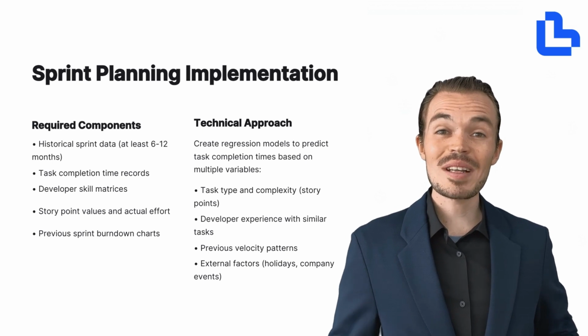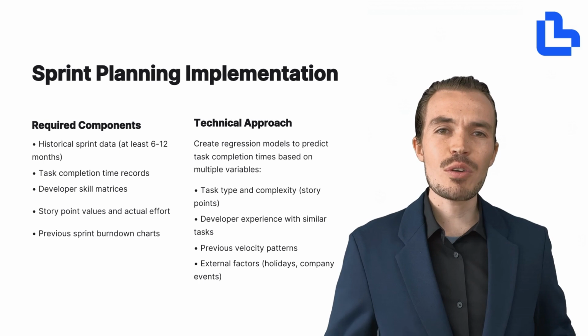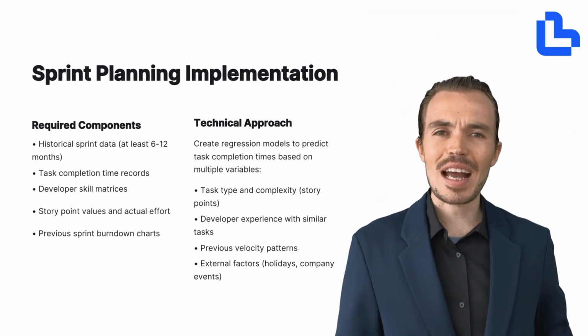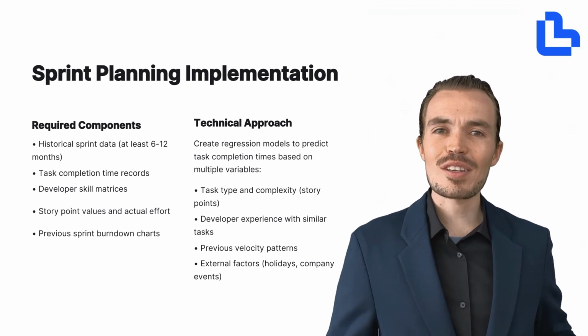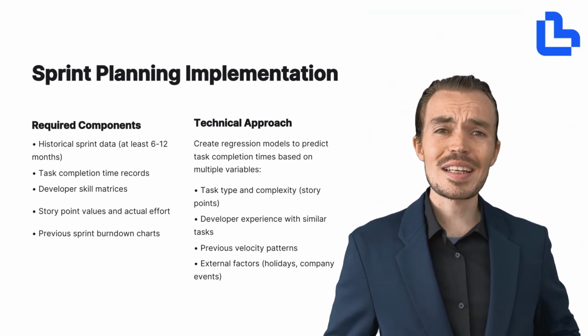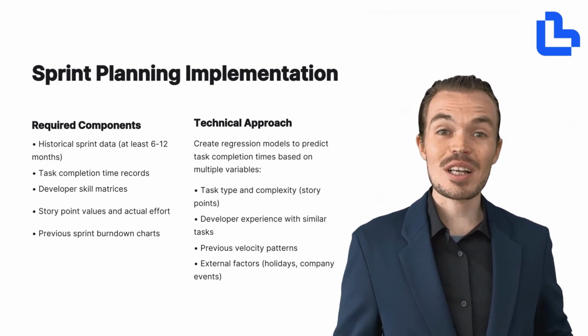Now that we've seen how AI can optimize sprint planning, let's talk about what it takes to actually implement it. To begin, you'll need a solid foundation of historical sprint data, ideally from the past 6 to 12 months. This includes task completion times, developer skill matrices, story point values, actual effort logged, and previous sprint burn down charts. These data points are essential for training accurate and reliable machine learning models.